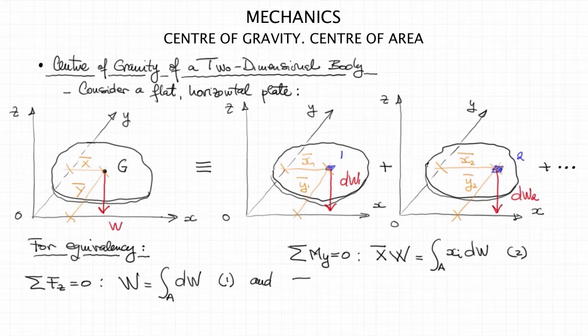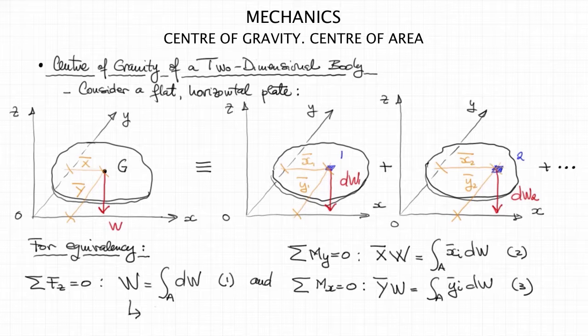And also for equivalency, the sum of the moments about a point, let's say O, about the two axes on the first system must be equal to the same for the other systems. So that results again in these two expressions. Capital X bar times W equals the integral over the area of small xi bar dw, and capital Y bar W equals the integral over the area of small yi bar dw, equations 2 and 3.